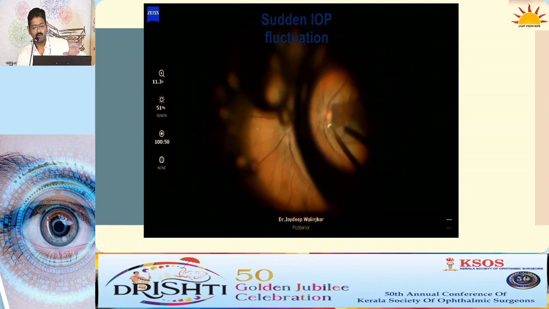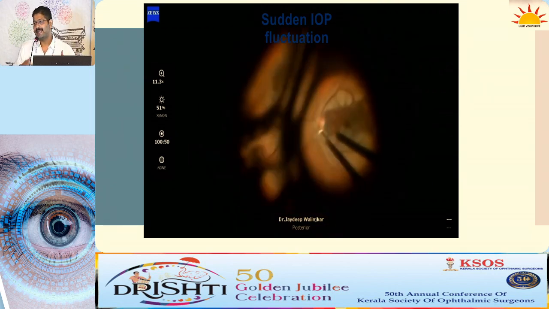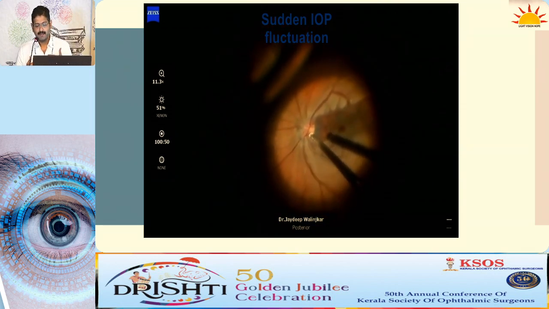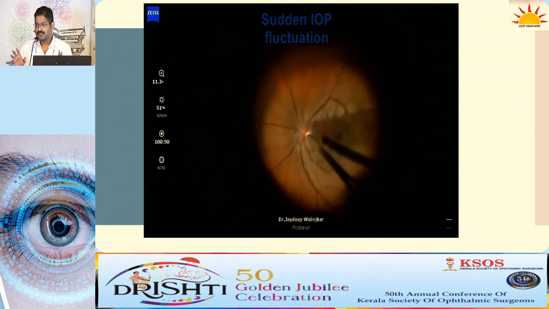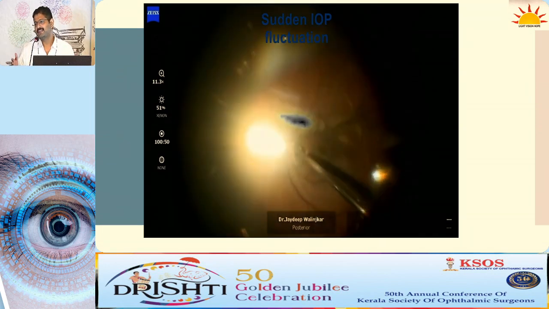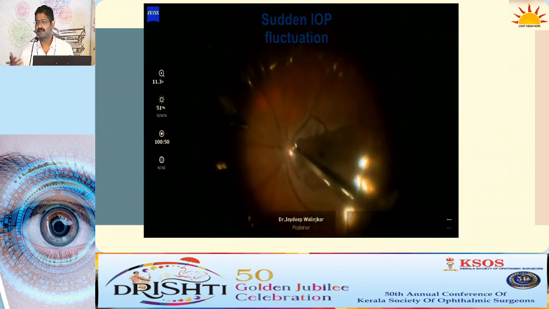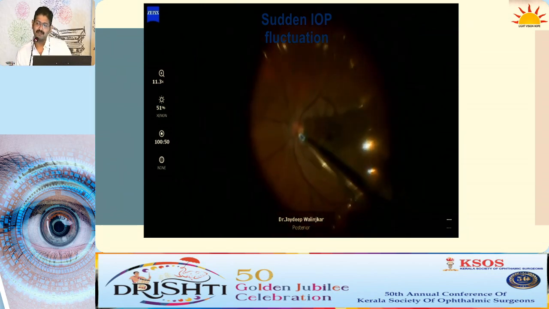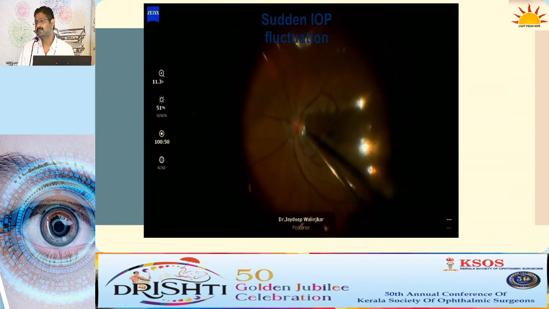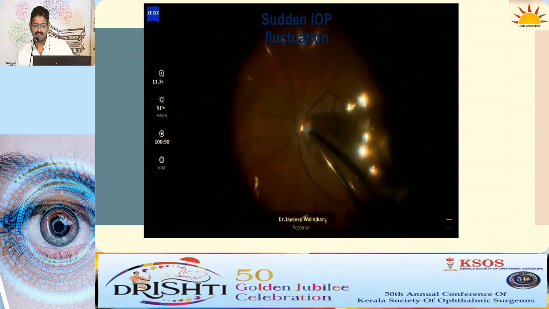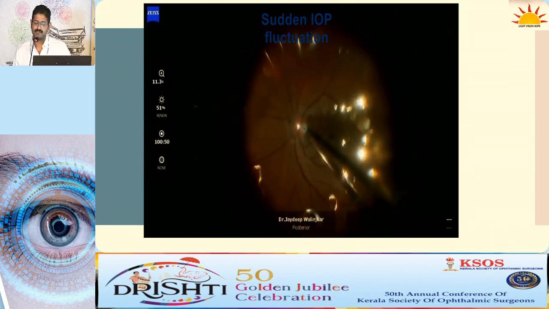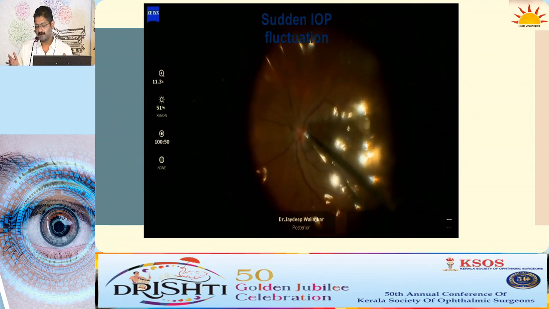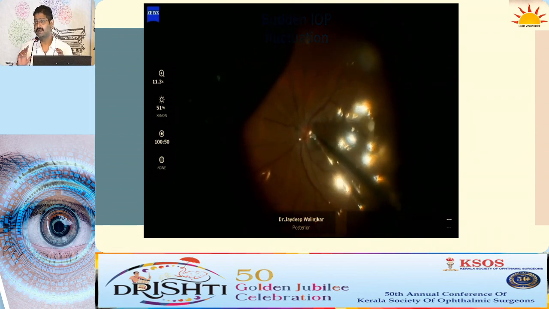And then he's doing a fluid air exchange. Usually when we do a vitrectomy, we keep the pressures at around 25, 30, depending on the case. But here, the pressures are kept at 5 to 10 millimeters of mercury. And finally, he has used a FAX and replaced the entire fluid in the eye with air.